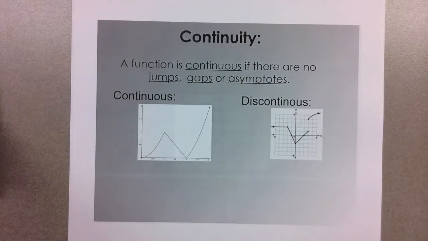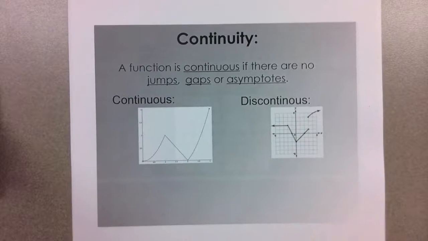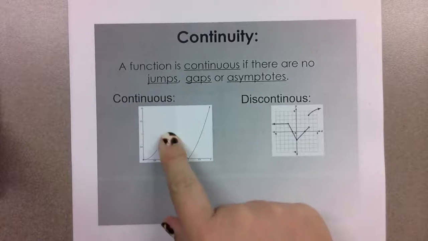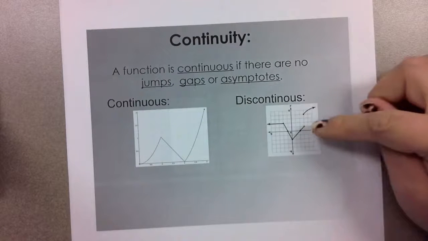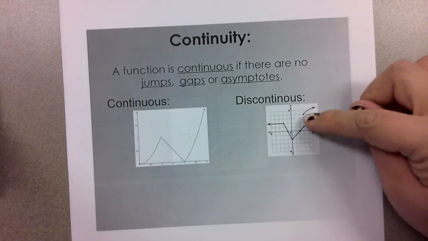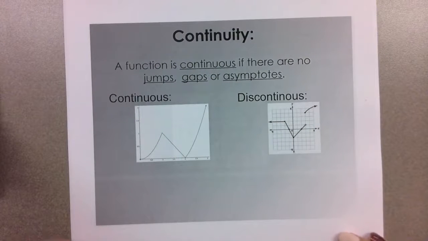For continuity, a function is continuous if there are no jumps, gaps, or asymptotes. Remember, asymptotes are those invisible lines that we come very, very close to but never quite touch. This first function is continuous. It is connected everywhere. The second one has a discontinuity at x equals 3 because there's a jump there.